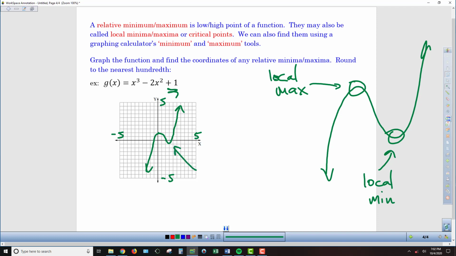I will tell you though that the answer for this relative minimum occurs at x = 1.333, so it's 1 1/3, and the output, that low point, is -0.185. And then for this relative maximum right here, we are at the y-intercept, so that happens to be the high point there, so we can say that that's at (0, 1).